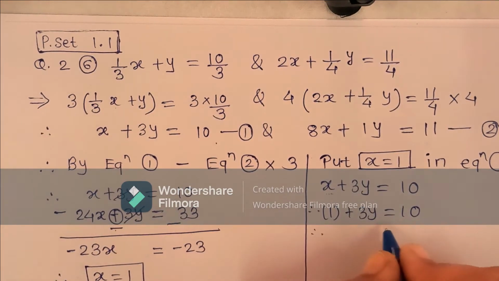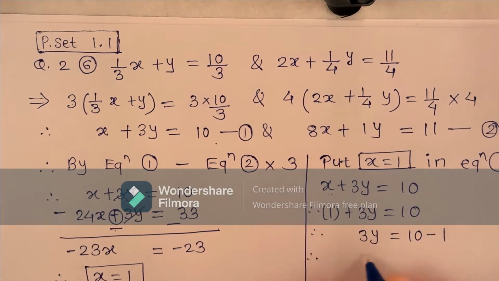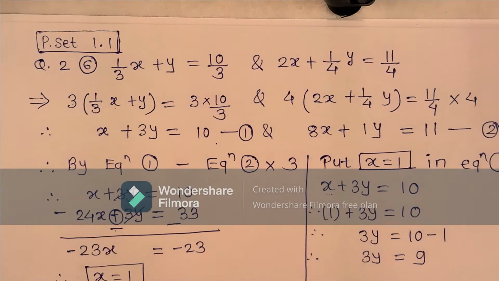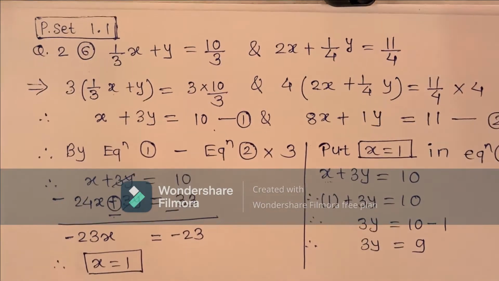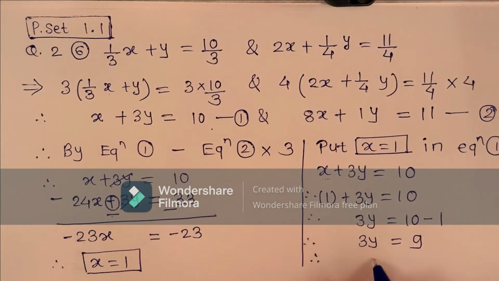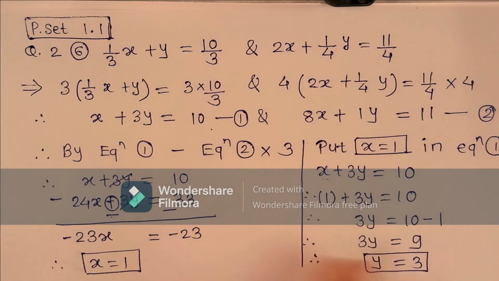Now 1 plus 3y is equal to 10. That means 3y is equal to 10 minus 1. So you will get 3y is equal to 9. 10 minus 1, it is 9. So by dividing 9 with 3, you will get 3. So here you can get your second variable y as 3.